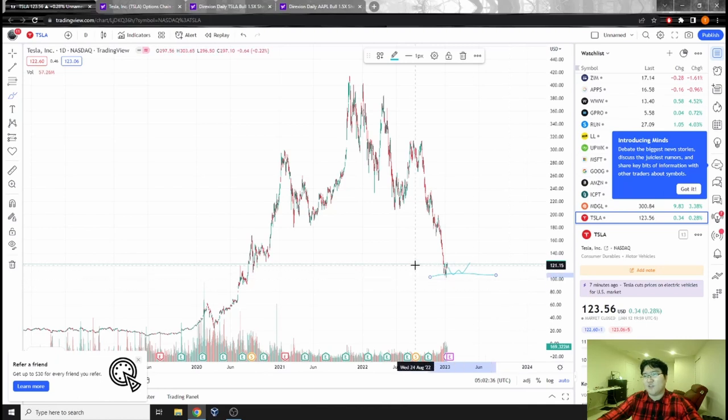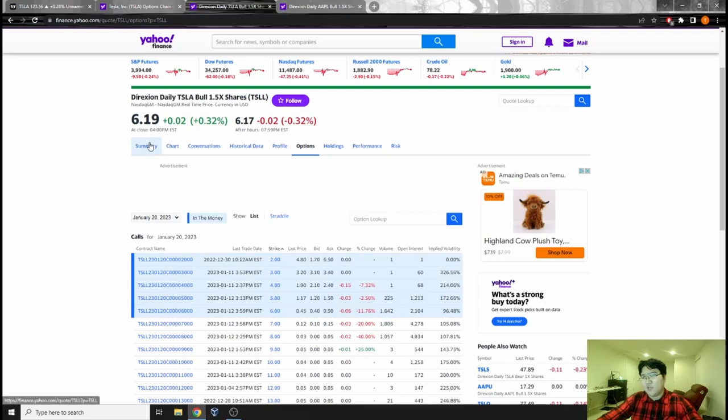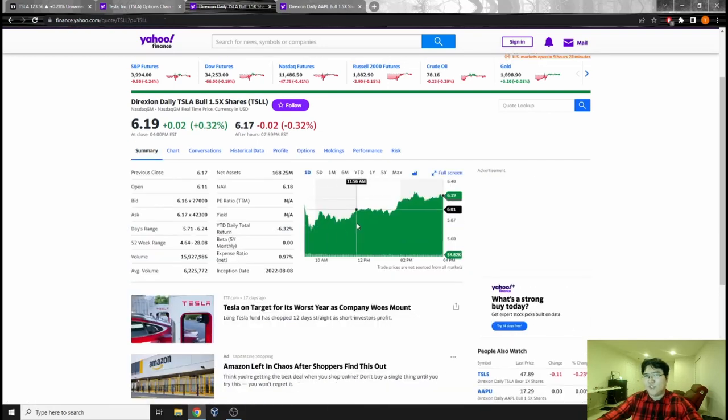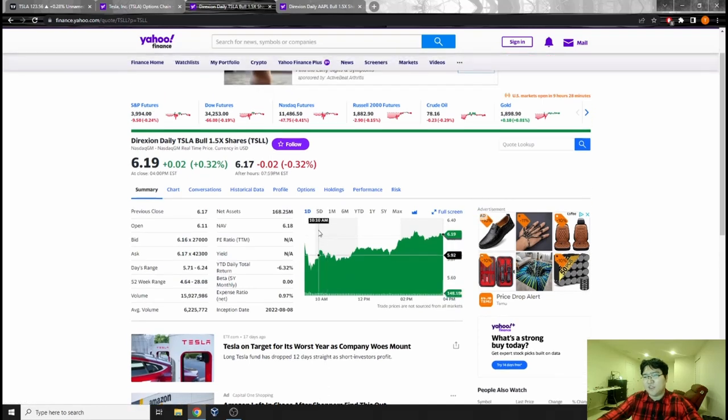They recently issued an ETF called Direxion Daily Tesla Bull 1.5 times Leverage. They issued quite a few different single stock ETFs. I believe they made one for Microsoft, Google, Apple, as well as Amazon. The other ones pretty much just see absolutely no trading volume at all. The Tesla leveraged ETF is the exception here, where you see pretty solid volume on a day-to-day basis.